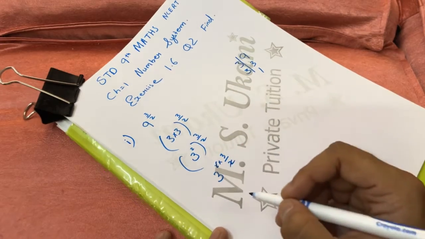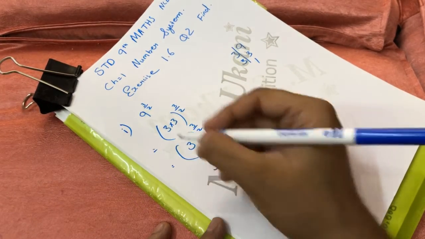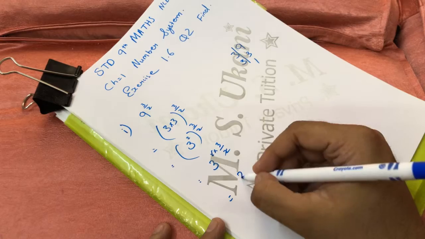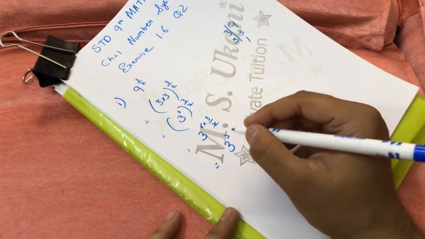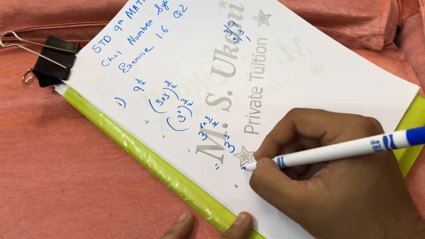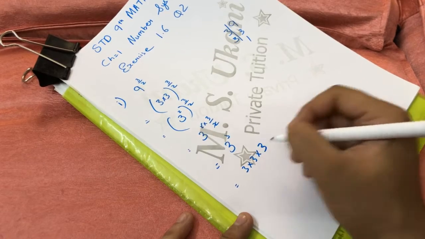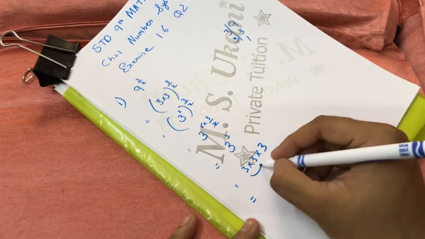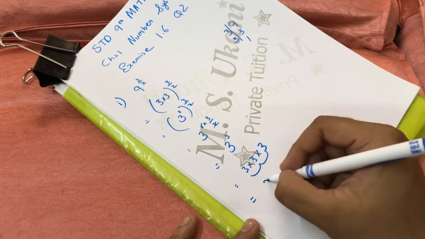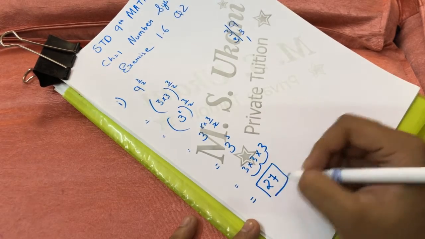2 will be cut. So our answer will be 3 raised to 3. And 3 raised to 3 means 3 multiplied by 3 multiplied by 3. And 3 3s are 9, 9 3s are 27. Our answer will be 27.